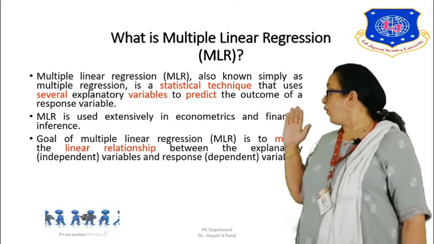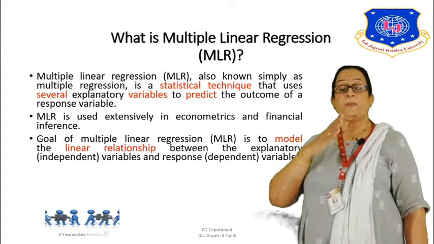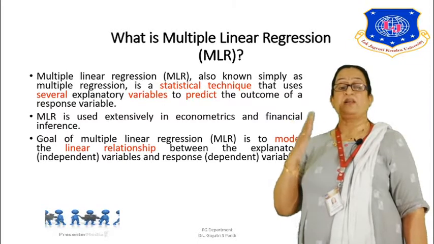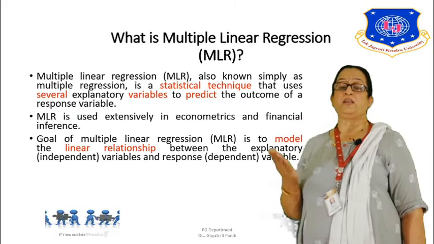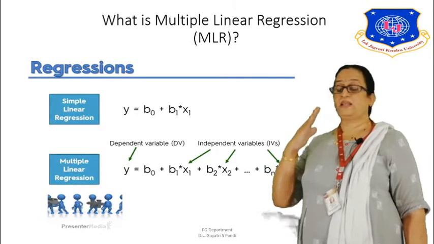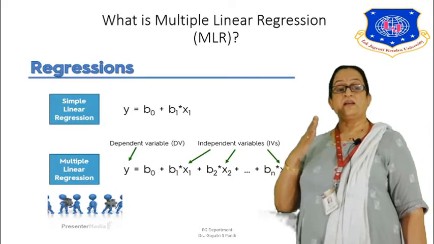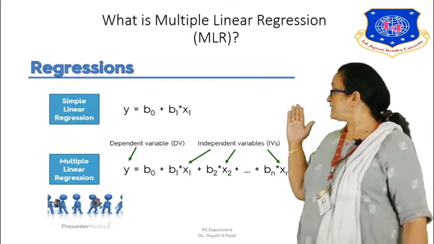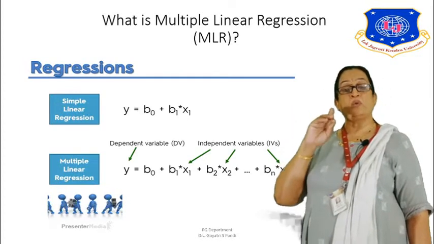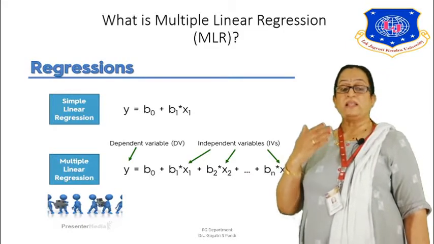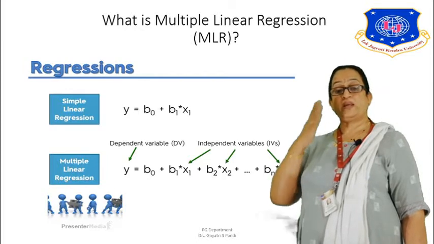So MLR is extensively applied in econometrics and financial inference, right? So basically the goal of MLR is to model the linear relationship between the independent variables, which are also called explanatory variables, and the response variable, that is also termed as the dependent variable. Now here you can see the difference between a simple linear regression and a multilinear regression. Simple linear regression is just having the expression y is equal to b0 plus b1 x1, where you have only one x1. Whereas with multilinear regression you have multiple x values, that is, the independent variables are many.